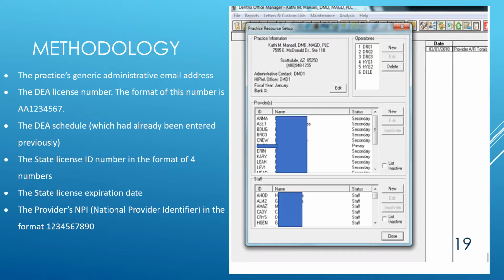That data includes the practice's generic administrative email address, the aforementioned DEA license number, and the format of that number is alpha alpha and then 7 numbers. The DEA schedule, which had already been entered previously, the state license ID number, and that has the format of 4 single-digit numbers, that state license expiration date, and the provider's NPI, National Provider Identifier, in the format of 10 consecutive numbers.